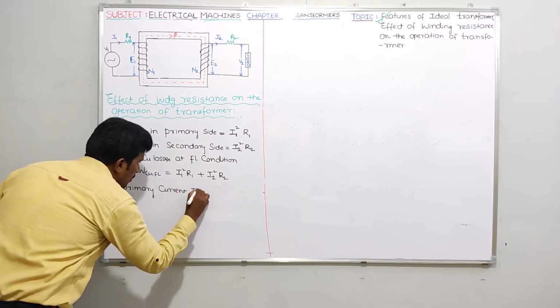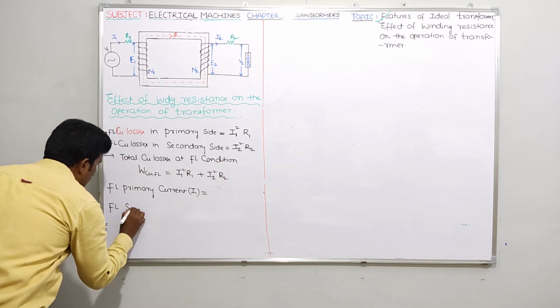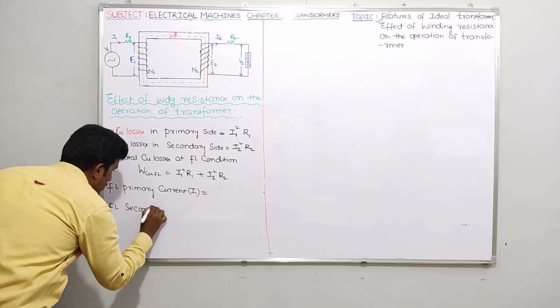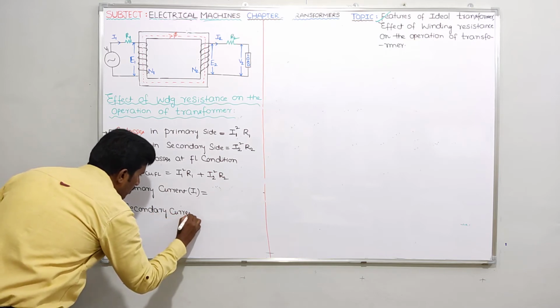I1 is equal to formula. Similarly, I am asking for the full load secondary current, I2 equal to formula.